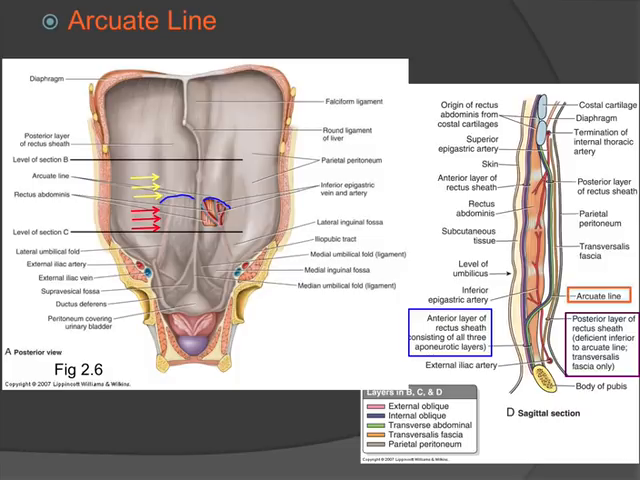So just by way of review, we covered the blood supply, innervation to the abdominal wall, the muscles of the abdominal wall, layers of the abdominal wall, specifically focusing on the posterior and anterior rectus sheath, and how the arrangement of the posterior rectus sheath is forming the arcuate line.